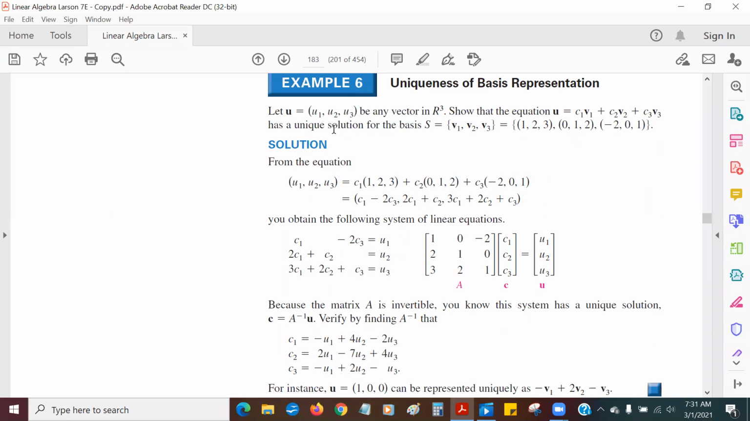has a unique solution for the basis V1, V2, V3 of (1, 2, 3), (0, 1, 2), (-2, 0, 1). Well, we actually know it already from the theorem, because the theorem just said there is a unique representation. But let's actually go through the steps and see what we got here.